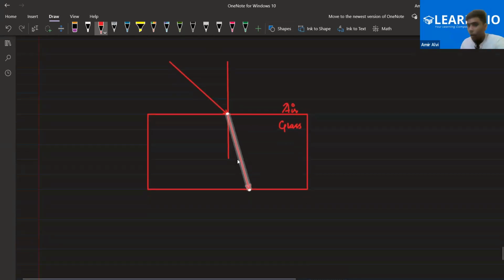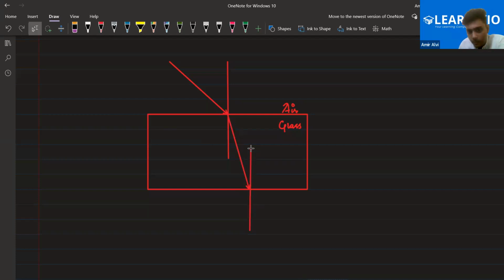Now this point is again the point of incidence for this boundary. Look, if I draw the normal, this will act as the point of incidence. In this case, can anybody tell me what will be the type of refraction, whether it's going from denser to rarer or rarer to denser at this point? At point A it was rarer to denser. Now tell me for point B. Denser to rarer.